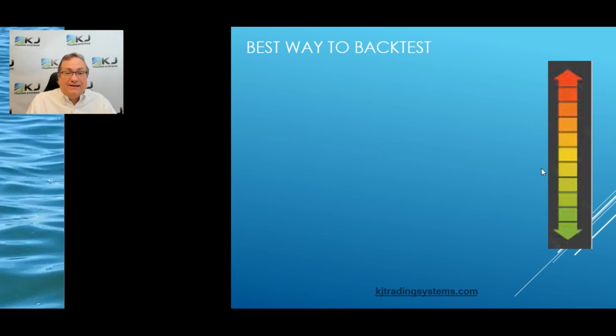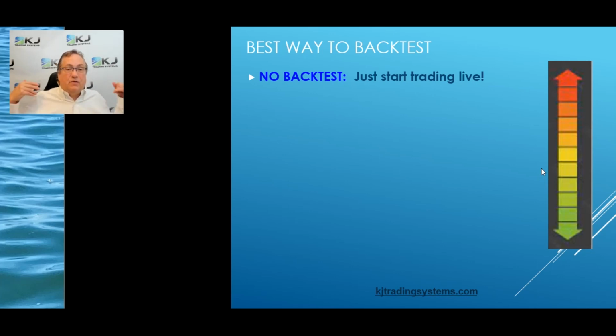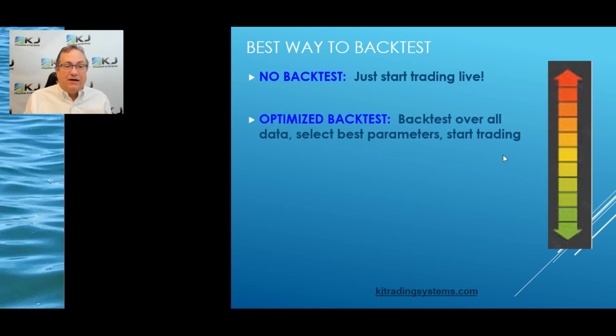So speaking of backtesting and optimizing, there are 4 different ways that I see to really backtest. The first one is don't do a backtest at all. Hey, no chance of over optimizing, right? Just start trading it live, but that's kind of scary. Then you do your optimized backtest, kind of what I showed you here. That again is kind of scary to just go live with an optimized backtest, because how do you know you didn't over optimize?